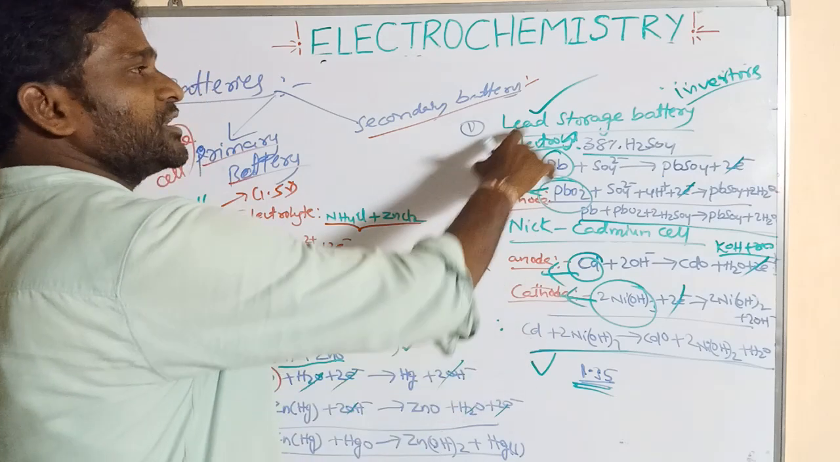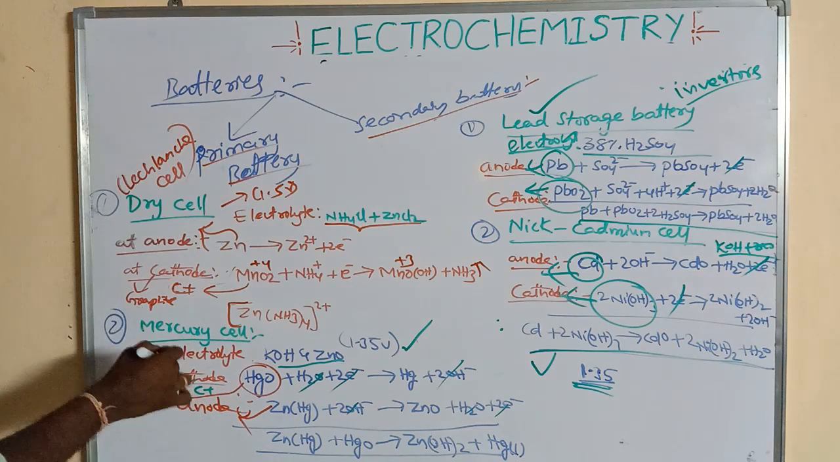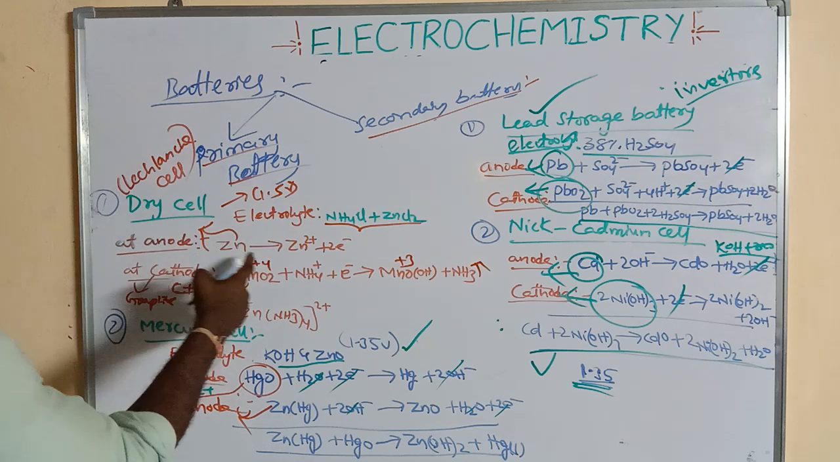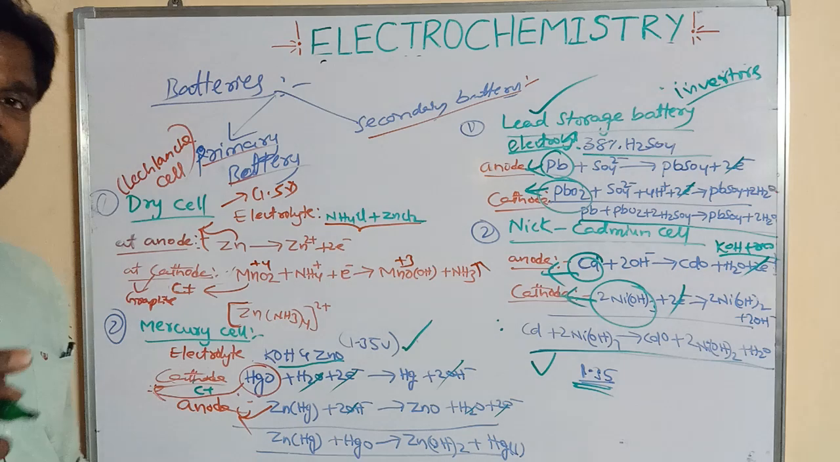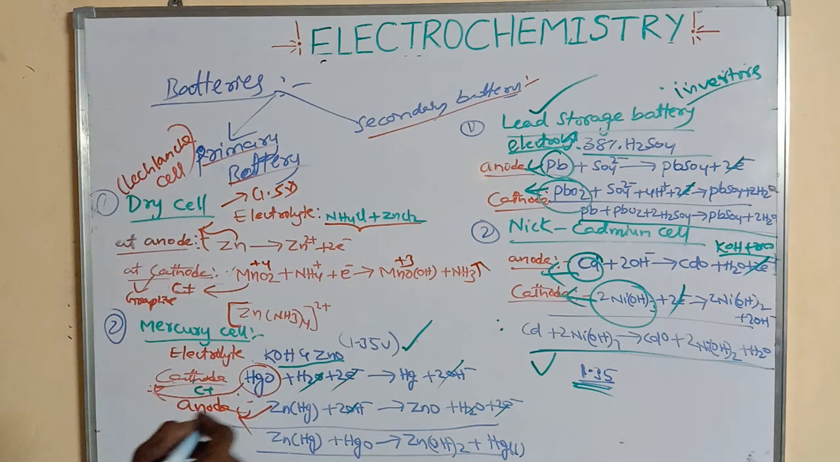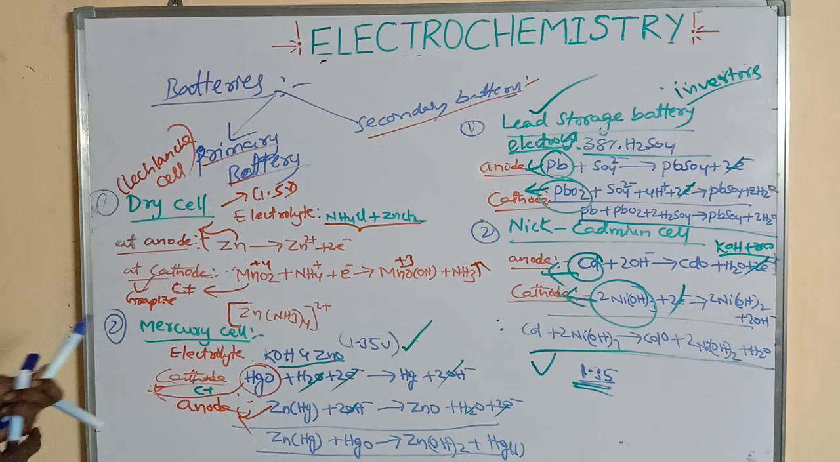Lead storage batteries are used in automobiles and inverters. Mercury cells are used in watches and hearing aids. The dry cell is used as batteries in torch lights, TV remotes, and clocks. These are the batteries. Finally we can discuss the fuel cell.